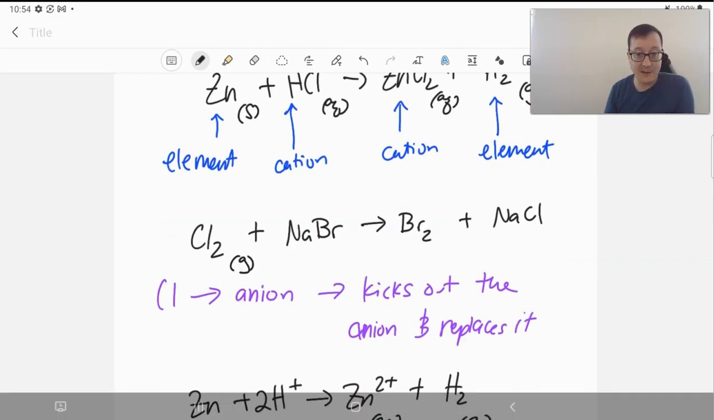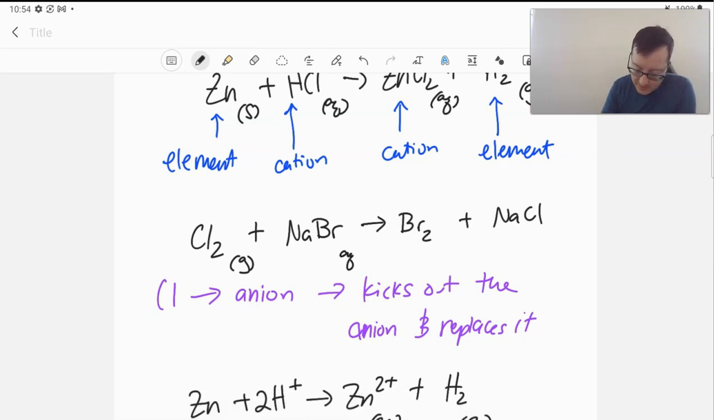Chlorine forms a gas at room temperature. Sodium bromide should be aqueous. The bromine is actually liquid. That's a one-time thing. Bromine and mercury are our only liquid elements.